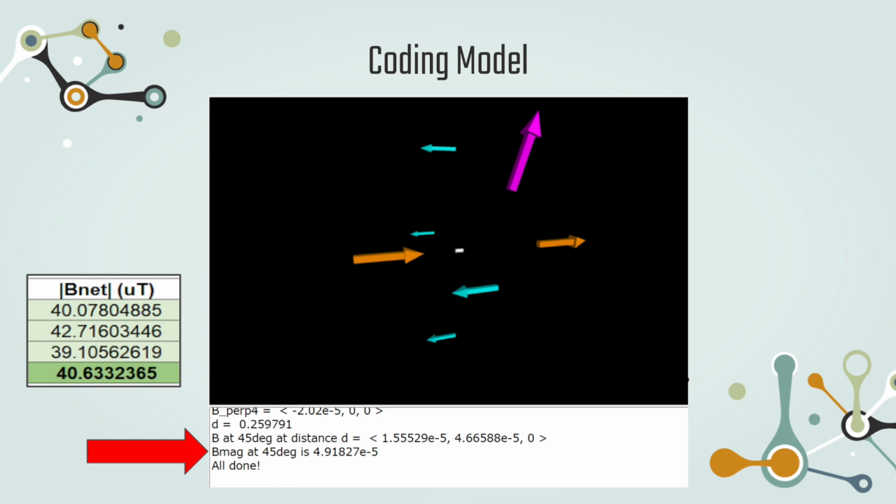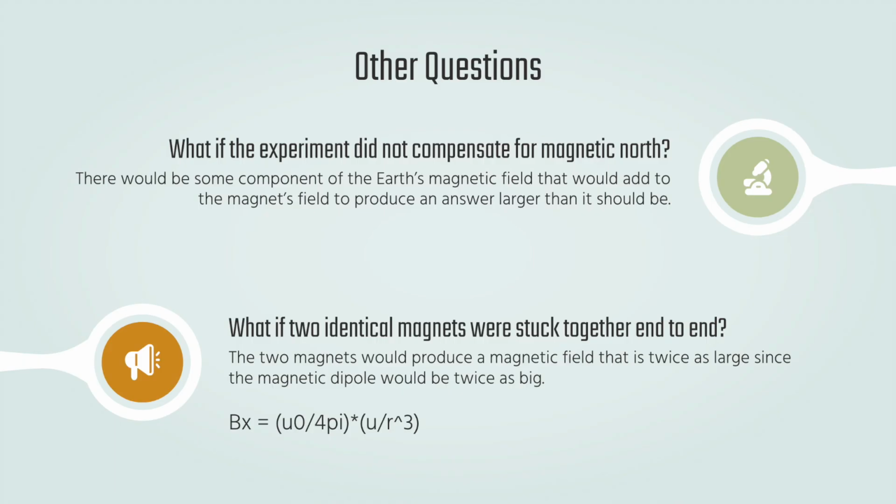Here is the model of the code from the previous slide. And as you can see, the arrows point in the direction of the magnetic field at the said observation locations. All the arrows, however, are scaled up from their original values in order to be seen on the same field as the magnet. In addition, the calculated magnitude according to the computer code was 4.918 times 10 to the negative fifth. Compared to my original value of 40.633 microteslas, these were fairly accurate.